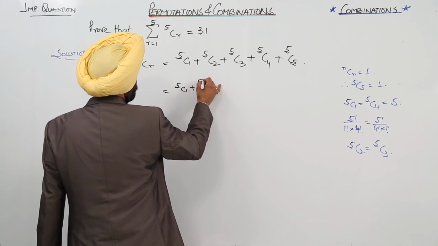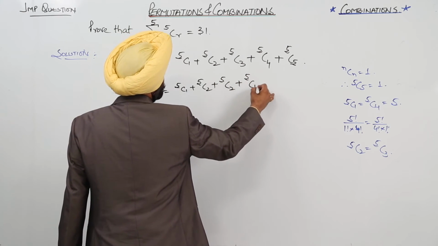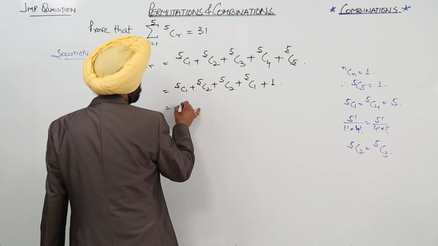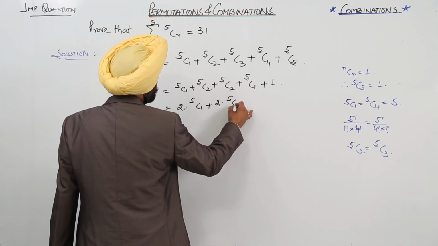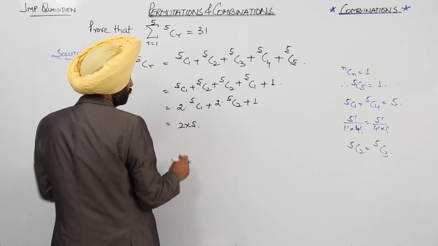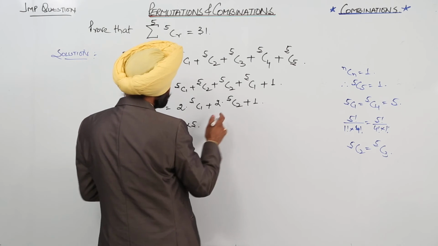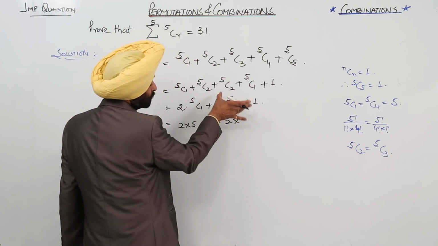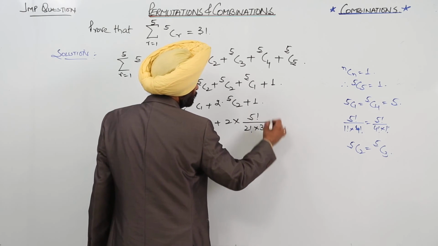5C1 plus 5C2 plus 5C2 plus 5C1 plus 1. Okay. Now this becomes twice of 5C1 plus twice of 5C2 plus 1. Now 2 times 5C1, we have already learned 5C1 is equal to 5. So 2 times 5 plus 1 plus 2 times, now let's solve this one, 5C2, 5 factorial upon 2 factorial times 3 factorial.